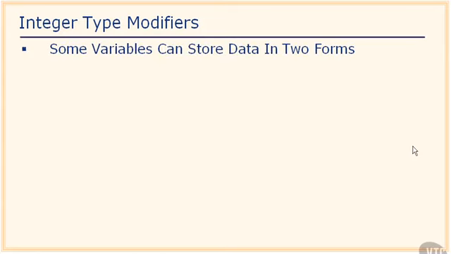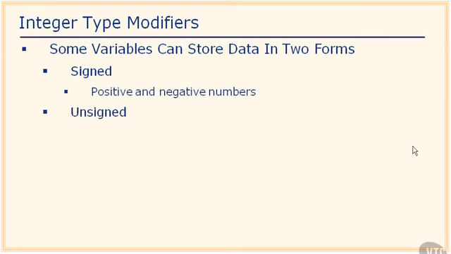Now let's talk about the topic of integer type modifiers. Now this sounds very complicated. It sounds like a really neat computer nerd type description. But an integer type modifier is simply a way to designate which form we want our variable to store data, because the bottom line is that some of the variables that we use in C++ can actually store the data in two forms, and we have a choice here. We can use a signed data type, and that will store both positive and negative numbers, or we can elect to use an unsigned type, and that stores positive numbers only.